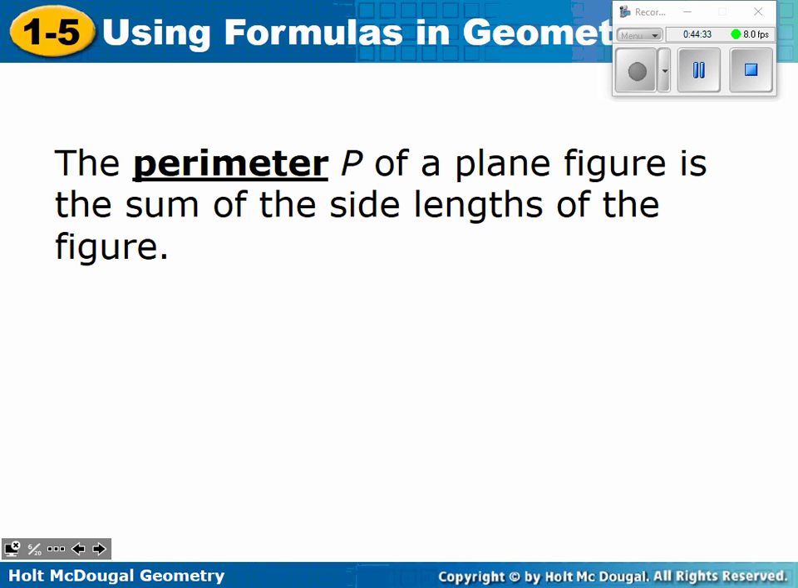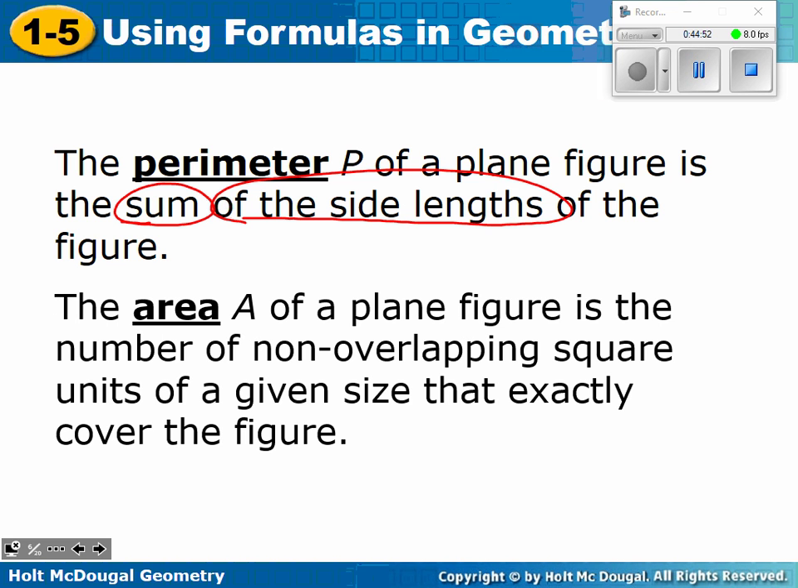Perimeter, remember you said distance around, but I said it's really the sum of the side lengths. Okay, it is the distance around, and that's fine to think of it that way, but the reason why you need the word circumference is because circles don't have sides. So it's the sum of the side lengths.